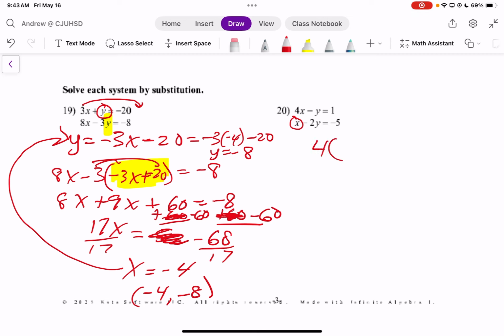So 4x minus y equals 1. That's the first equation, where here's, oh, I didn't solve it. Hold on. Let me not get ahead of myself.